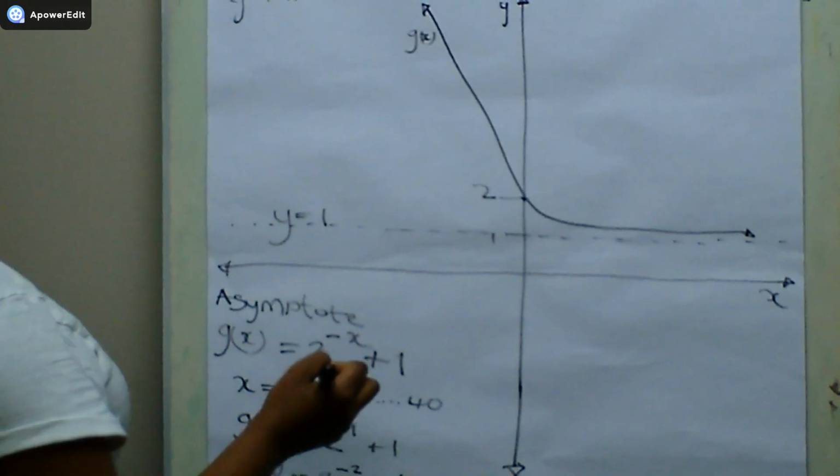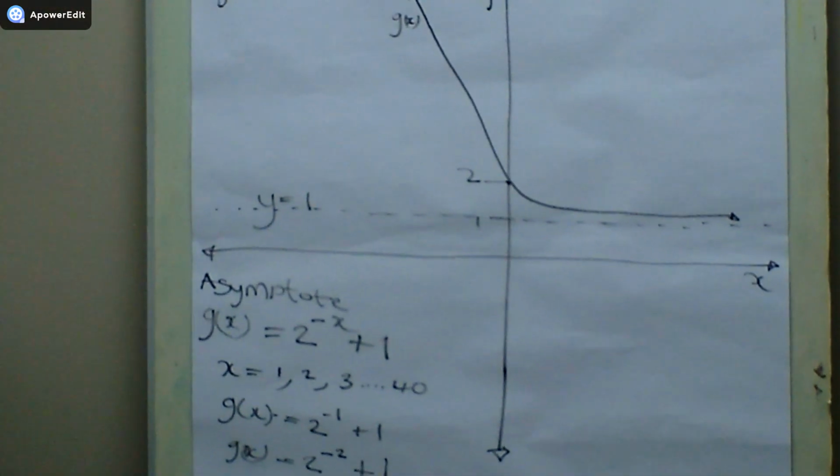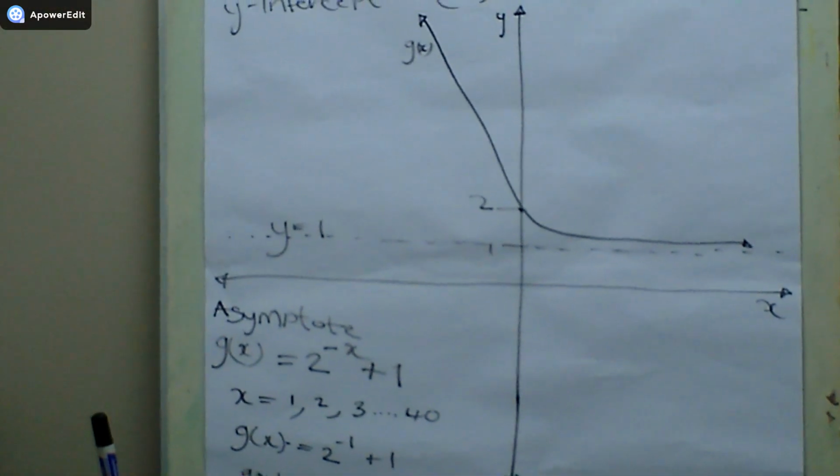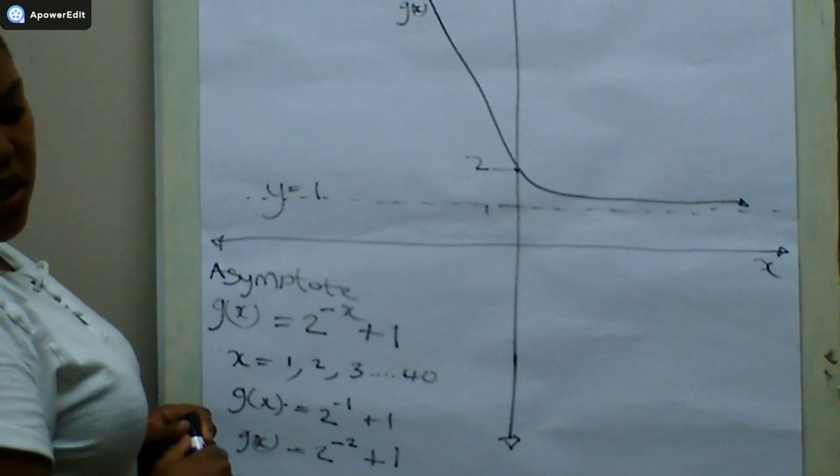Yeah, guys, so that's my asymptote. It's y is equal to 1. As you can see, I hope you can see how to calculate the line of the asymptote.